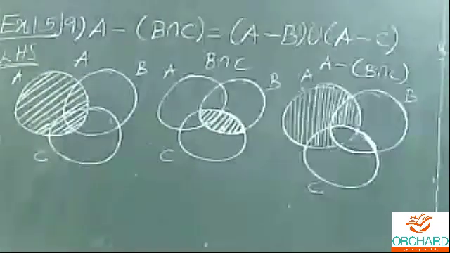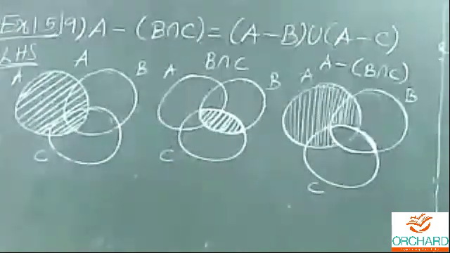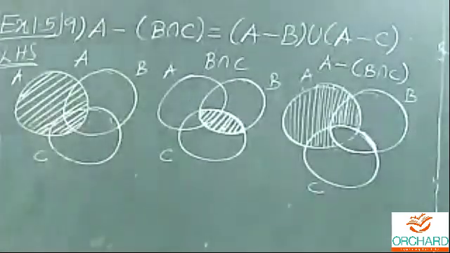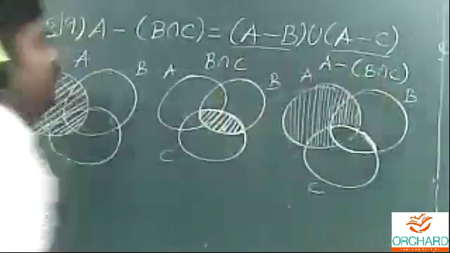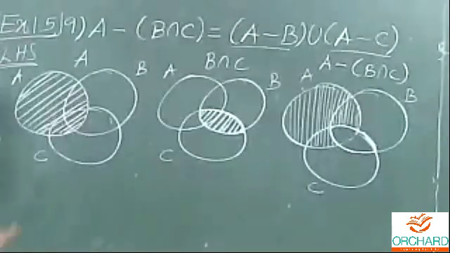Do it quickly and then we'll move on to your right hand side. For the previous problem we already completed A difference B and A difference C. You can redo A difference B and A difference C. In the examination, this is the way to present it.